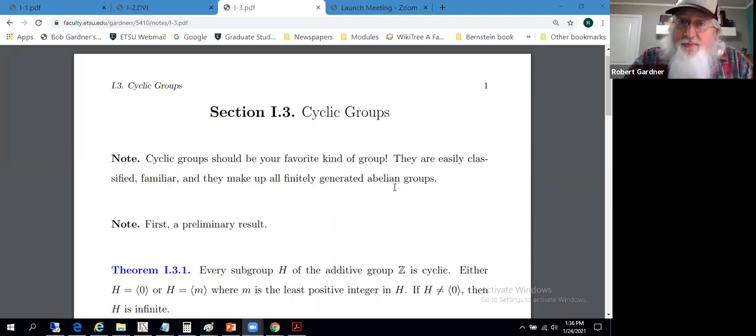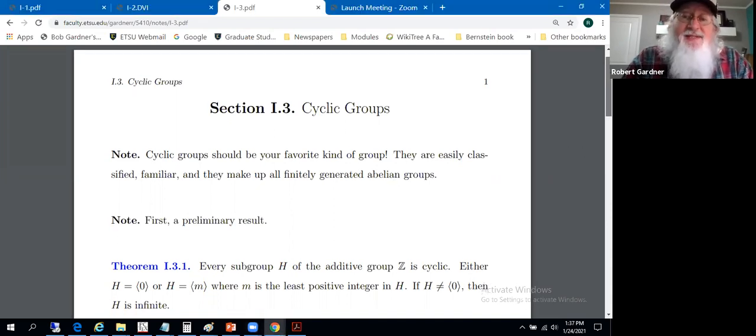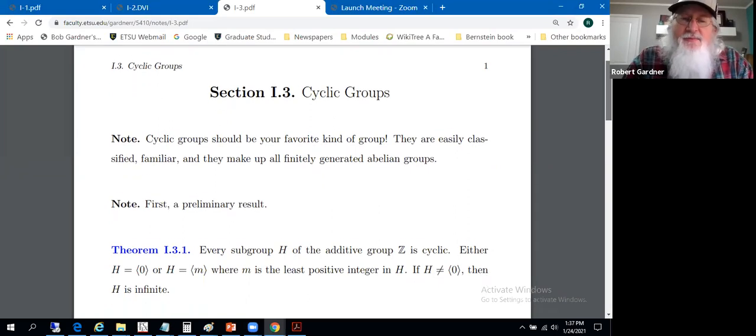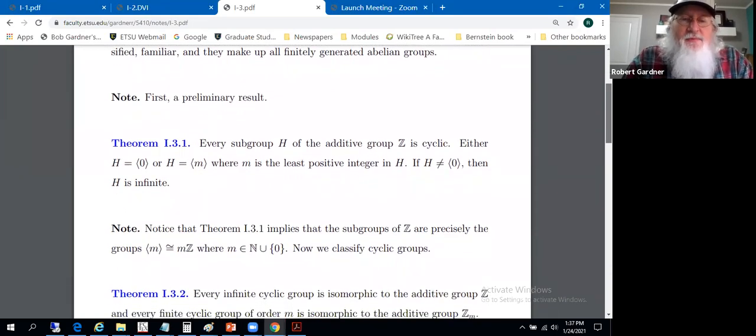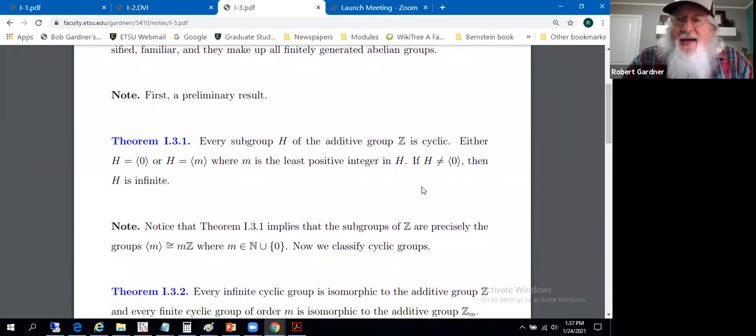Even the symmetry groups that we've already encountered, it's a little bit hard maybe to put our hands exactly on the structure of a symmetry group. But the structures of cyclic groups, pretty easy. A preliminary result, which really explains all of that. It tells you exactly what cyclic groups look like. They come in two flavors, finite and infinite.